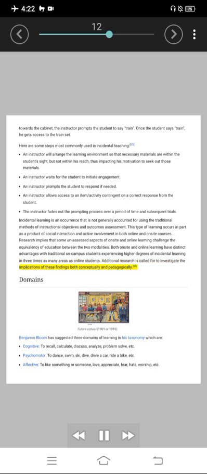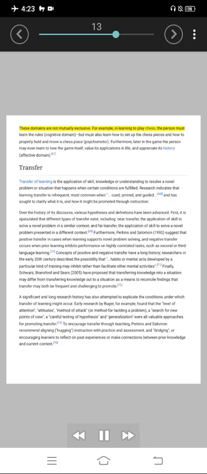66. Domains. Benjamin Bloom has suggested 3 domains of learning in his taxonomy, which are cognitive, to recall, calculate, discuss, analyze, problem solve, etc. Psychomotor, to dance, swim, ski, dive, drive a car, ride a bike, etc. Affective, to like something or someone, love, appreciate, fear, hate, worship, etc. These domains are not mutually exclusive.